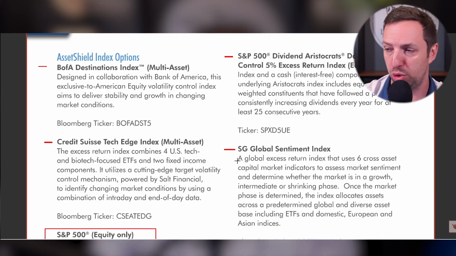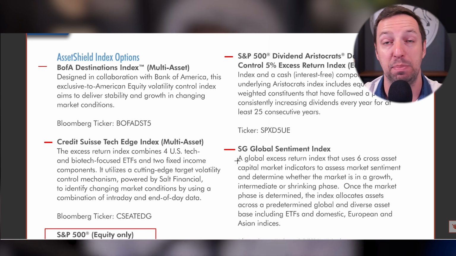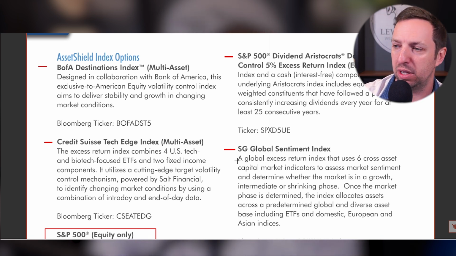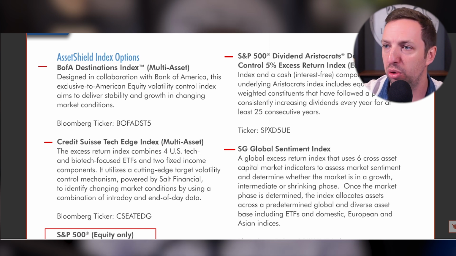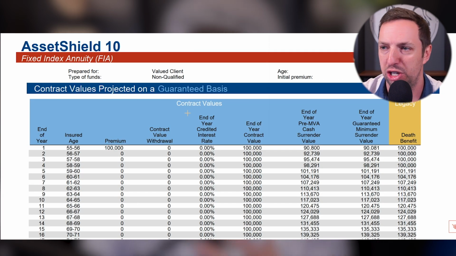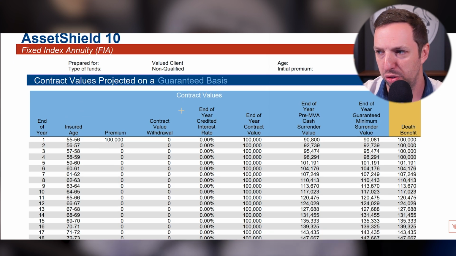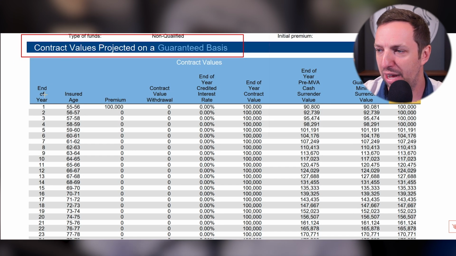So all that's well and good, but the real driver of this particular product is going to be the index allocations themselves. They're essentially almost all brand new. They're almost all a flavor of this volatility controlled multi-asset type index. And so I want to spend a little bit of time on those because if you do look at just the illustrations themselves, so here's an Asset Shield 10, we're looking at the guaranteed values.